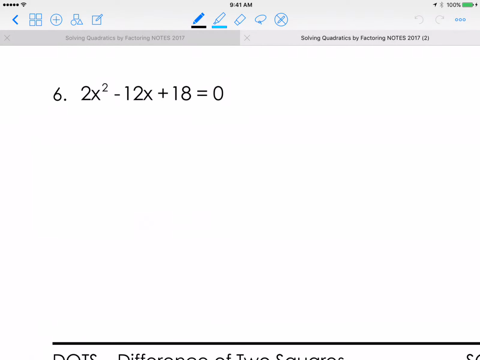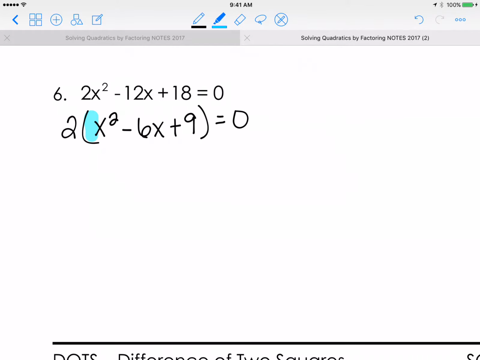2 more. So on this one, 3 terms, so ask yourself, is there a GCF to take out? Well, it looks like there's one. It looks like I could take out a 2. So if I divide out a 2 on all of these, I'm left with x squared minus 6x plus 9 equals 0. So now I have where this a is equal to 1.